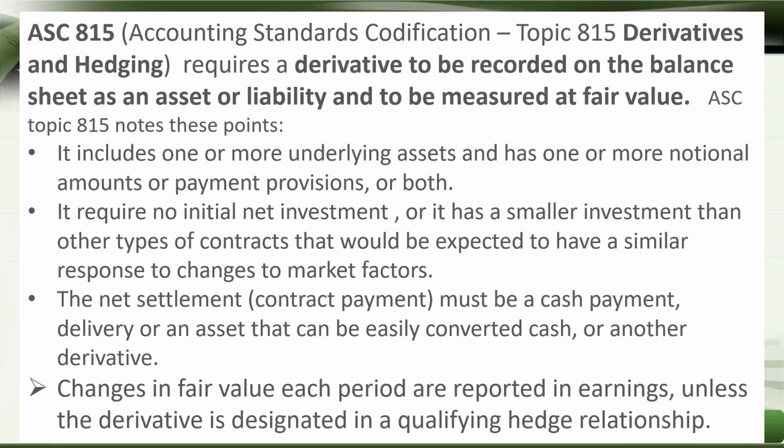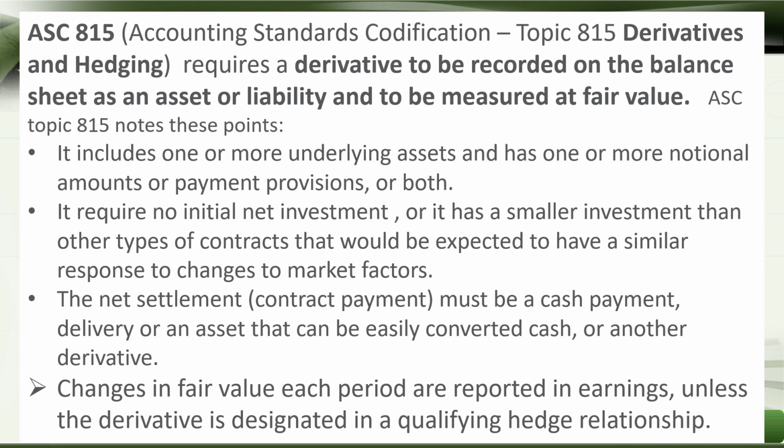In the Accounting Standards Codification, Topic 815, which talks about derivatives and hedging, a derivative is required to be recorded on the balance sheet as an asset or liability, based on whether you buy or sell, and to be measured at fair value.